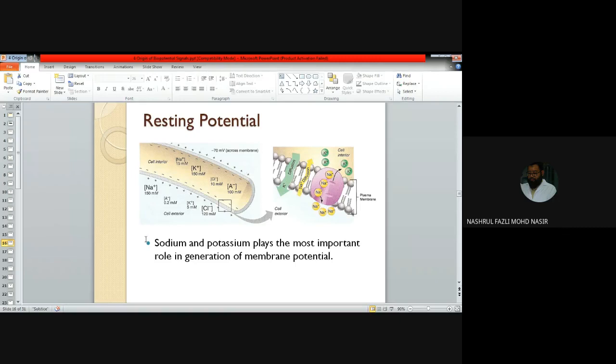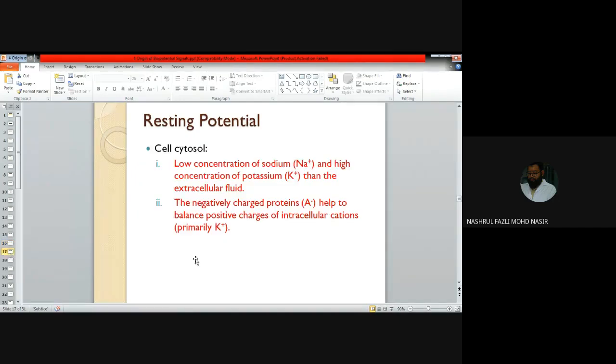Okay, so we go to page 17. This answers the question from the previous slides. Cell cytosol: low concentration of sodium, Na+, and high concentration of potassium. So this is inside the cell. Please jot down here. This is inside the cell.